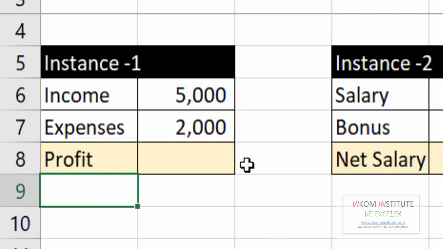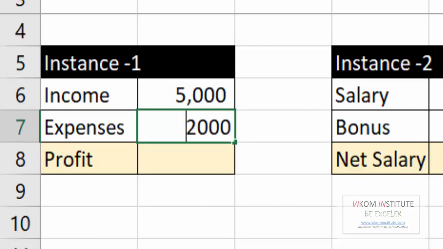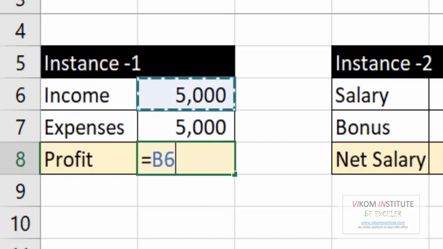So here we have 5,000 income and expense of rupees 2,000. If our expenses are higher than my income, then it would automatically show loss, and if my income is equal to my expense, then it would show profit. Okay, now let's compute the profit amount here. So profit amount would be this minus this.